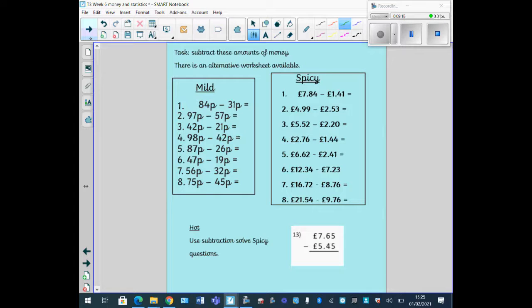Your task, boys and girls, at home is to use either your partitioning skills or your column subtraction skills and see if you can solve these different questions. Why not try mild first and then move on to spicy? And why not try a bit of column subtraction too? The answers are on the next page, but I'm not going to jump forward just yet. Well done, boys and girls, you're doing a great job. Keep up the great work.